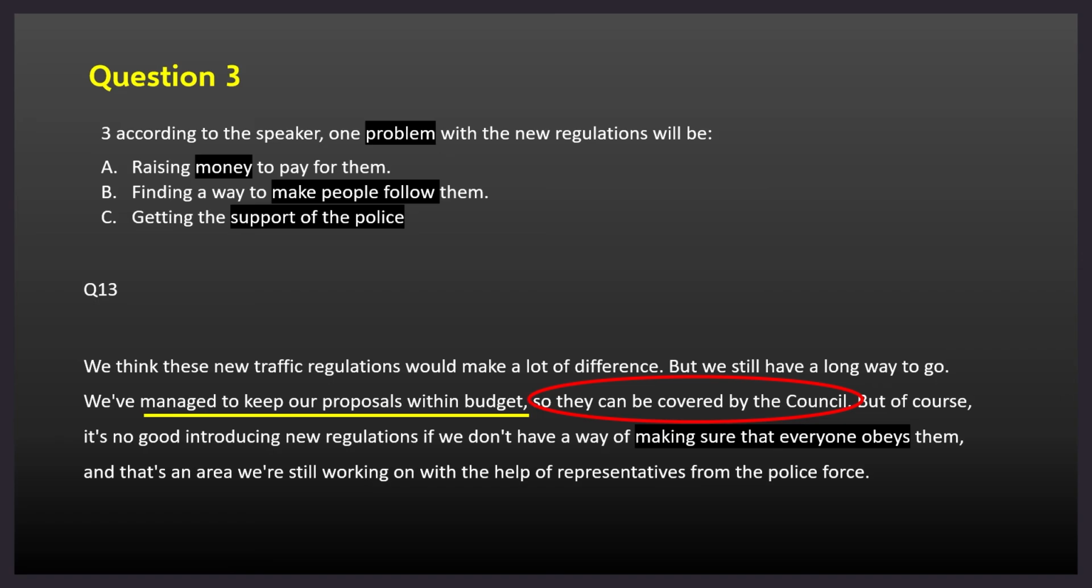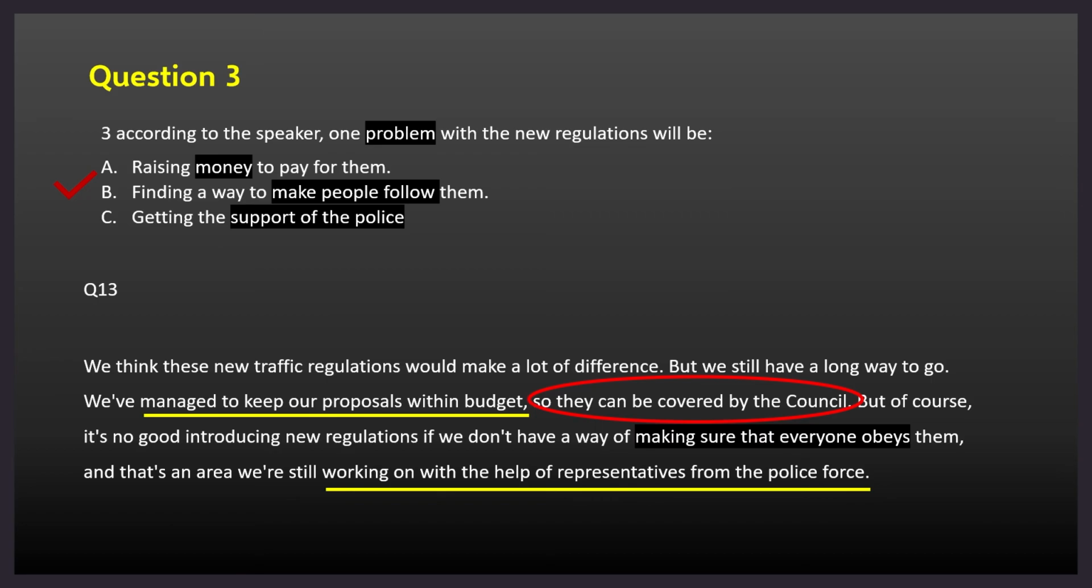Let's continue. And that's an area we are still working on with the help of representatives from the police force. So you can see the word police here and you could say, okay, the help of the police, that could be the problem. But actually it says that's the area we are still working on. It doesn't say that this is a problem. Ergo, your correct choice would be B, finding a way to make people follow them.